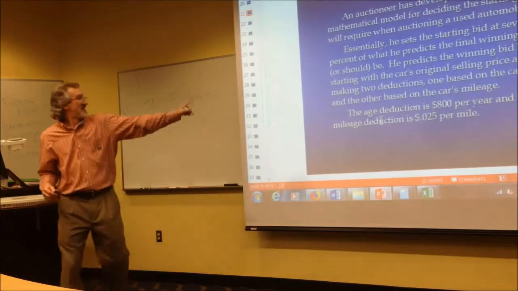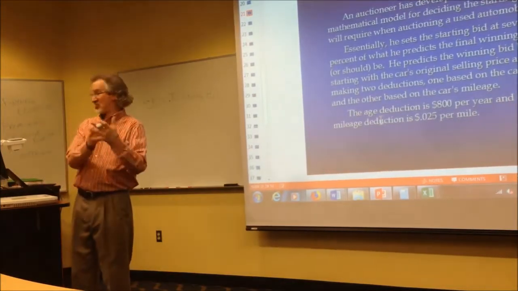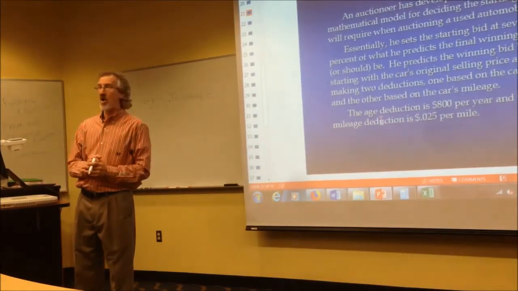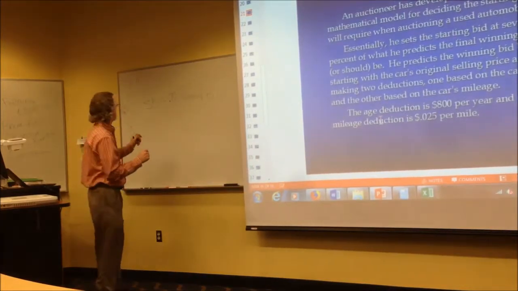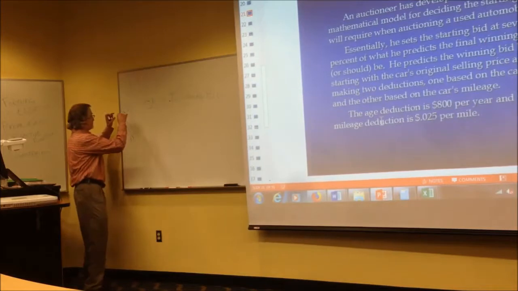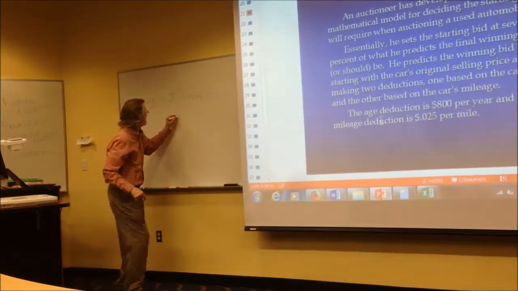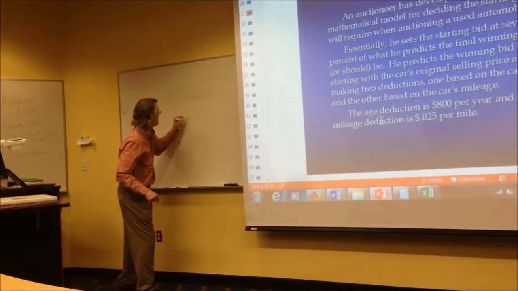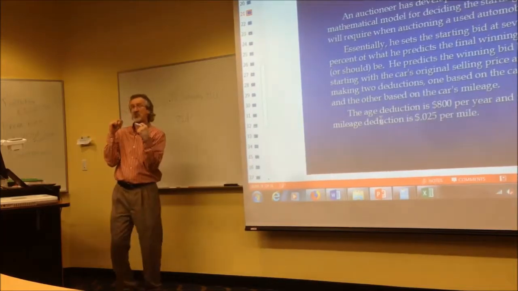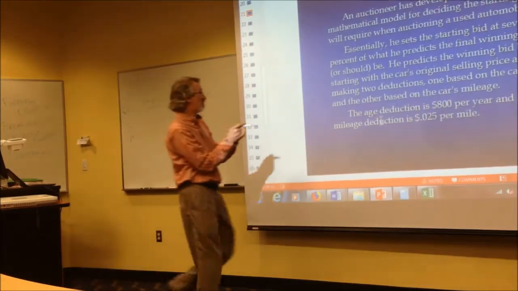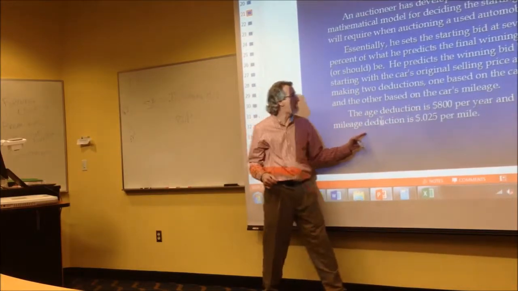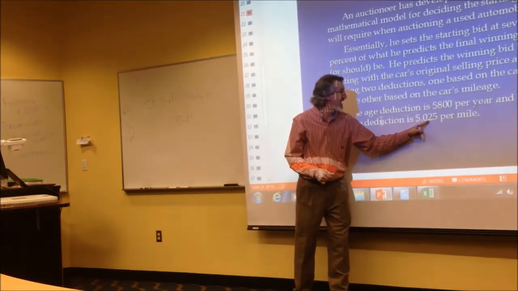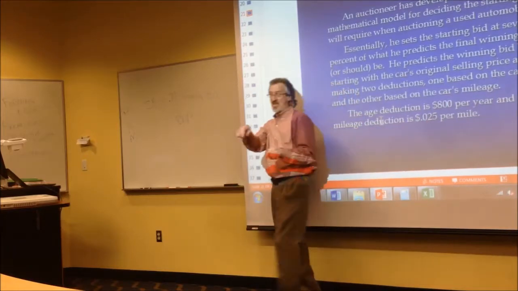Okay. The age deduction that is noticed there is however old the car was, you could deduct about $800 for each year of its age. So now, age is A, original price is P. It says I'm going to be able to subtract from the original price 800 times however many years it is. And then I'm also going to subtract 2.5 cents for every mile that's on the car coming up.